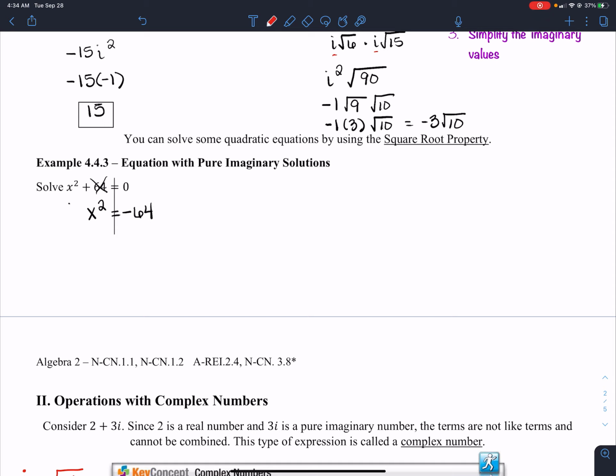To undo a square, we square root it. Whatever I do to one side, I have to do to the other. Okay? A square and a square root cancel out. So then we're left with x equals, that negative comes out as an i. The perfect square value of 64 is 8. So x equals 8i.